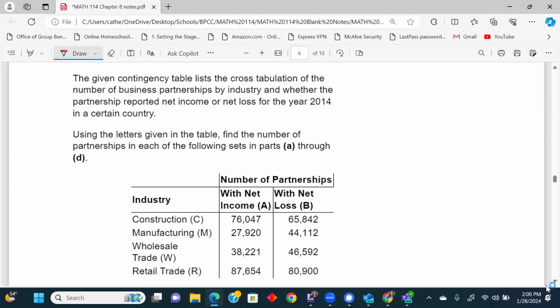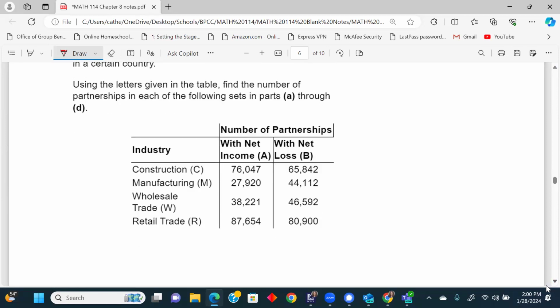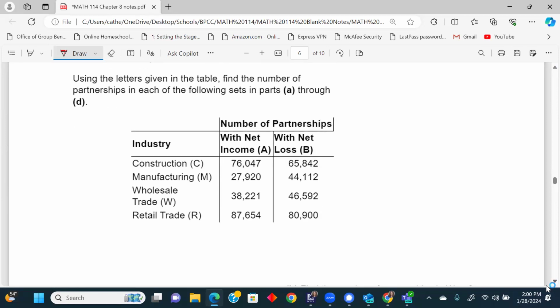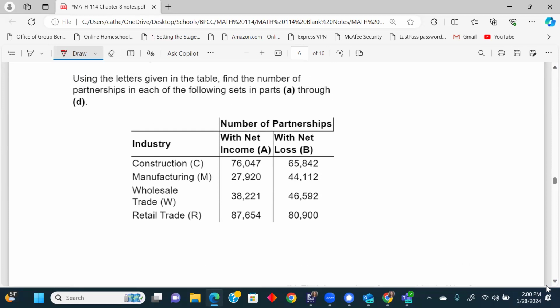All right, this is a contingency table that lists the tabulation of the number of business partnerships in an industry. So let's go through. We have net income, net loss, construction, management, wholesale trade, and retail sales. Find the number of partnerships. So we need to answer these questions. What I need here is totals going across and going down.